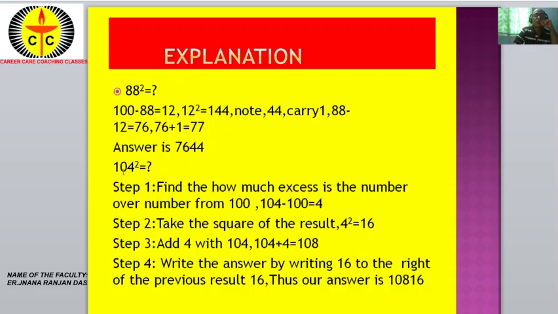Similarly, we can find out the square of the number 104. In the same manner, we find how much it is in excess over 100, that is 4. Take the square of 4, that is 16. Then we add the number 104 with 4, that is 108. Then your answer is 10816. The square of the number 104 is 10816.